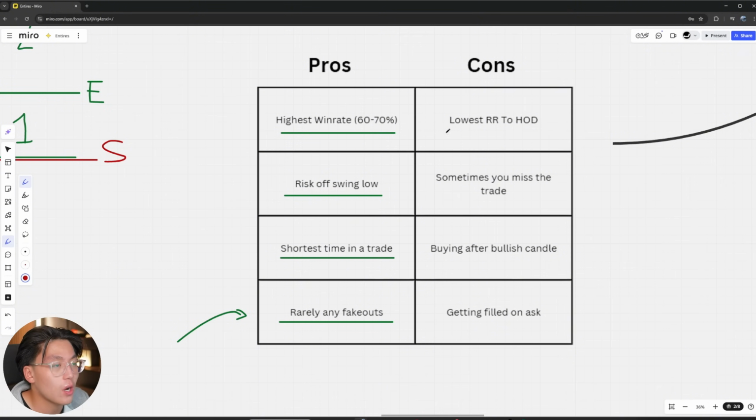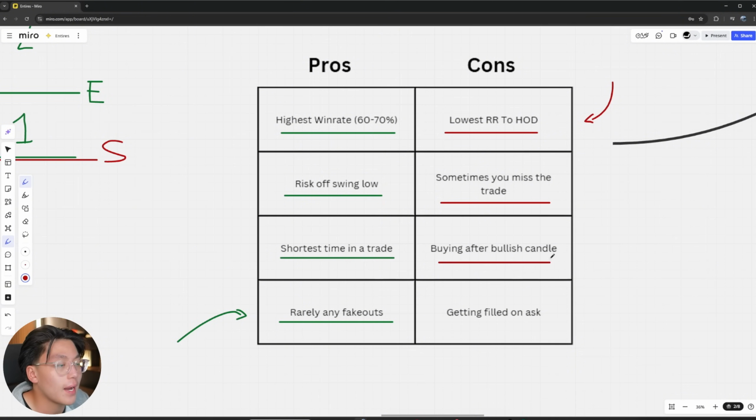As for some of the cons that we do have, lowest risk to reward towards high of day. So if you do like to scale some off at high of day, this might not be the entry model for you because majority of the times when you're waiting for that confirmation, we are fairly close to high of day. Another con is sometimes you miss the trade. So if you do wait for confirmation, sometimes price is already at high of day when the candles do close. So sometimes you might miss out on some good trading opportunities.